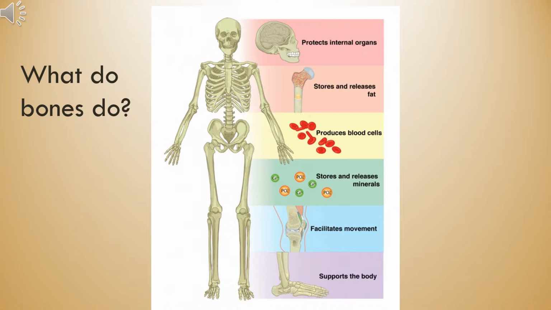So bones perform important functions, like protecting our internal tissues and our organs. They support our body weight, and they provide a surface for muscle, ligament, and tendon attachment. They also produce red blood cells and store 99% of our calcium.